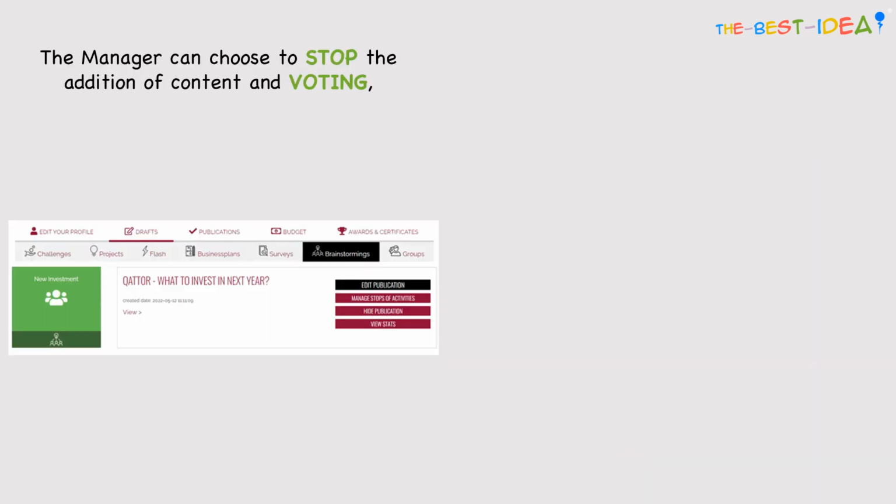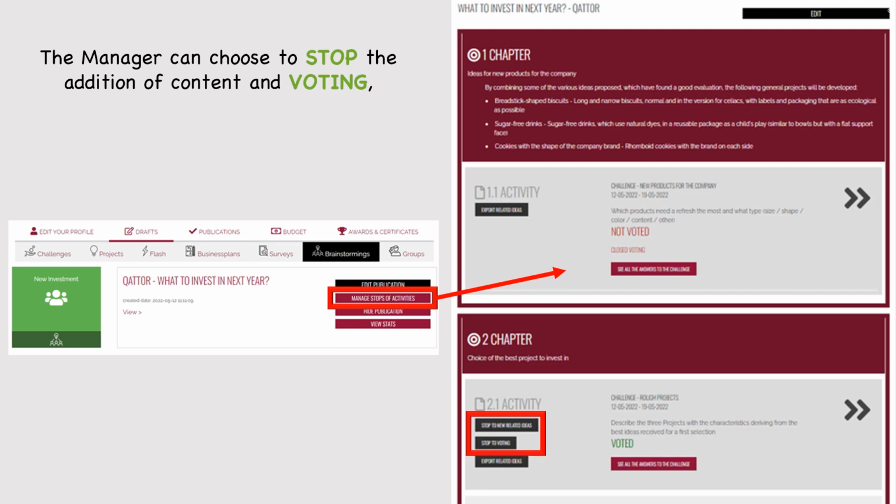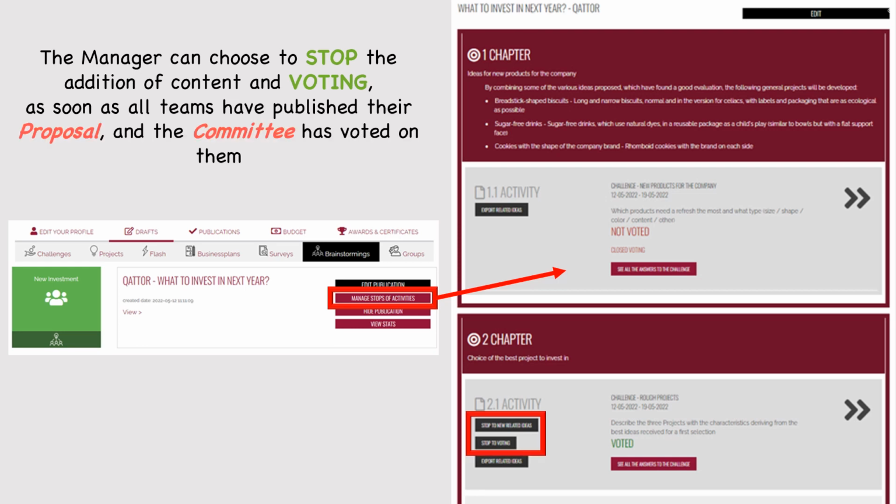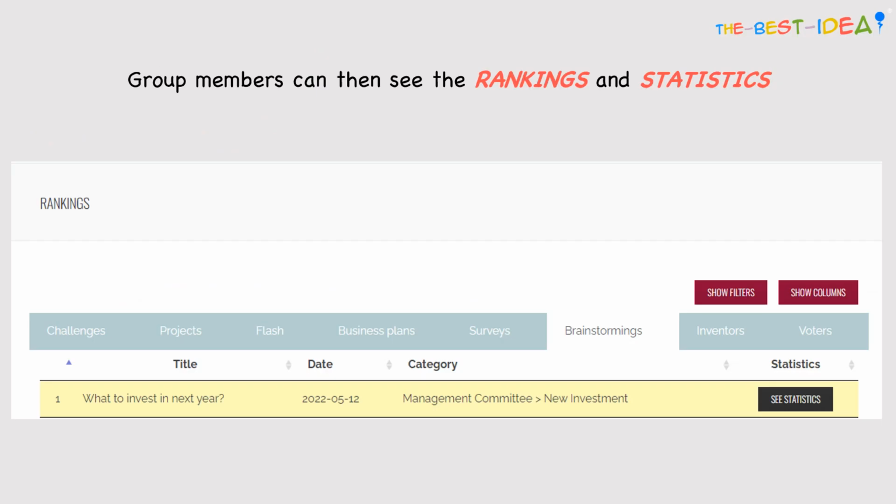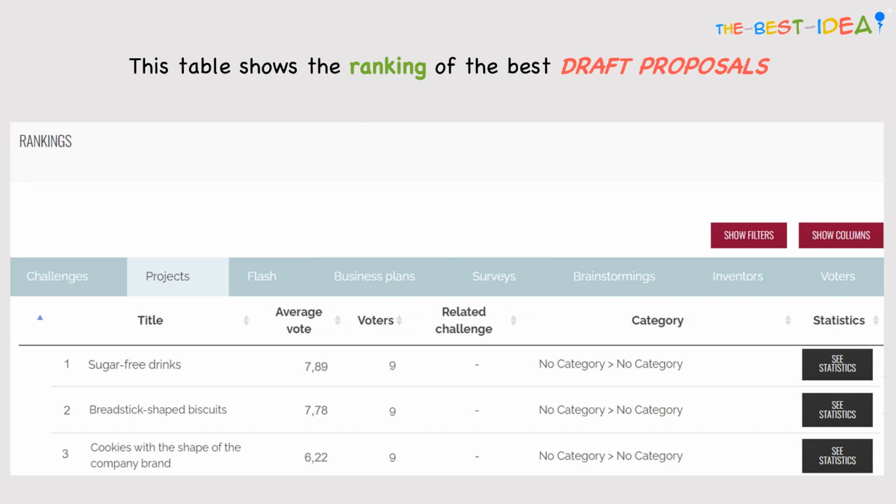The manager can choose to stop the addition of content and voting as soon as all teams have published their proposal and the committee has voted on them. After the stop, group members can then see the rankings menu, and some statistics are also available. This table shows the ranking of the best draft proposals.